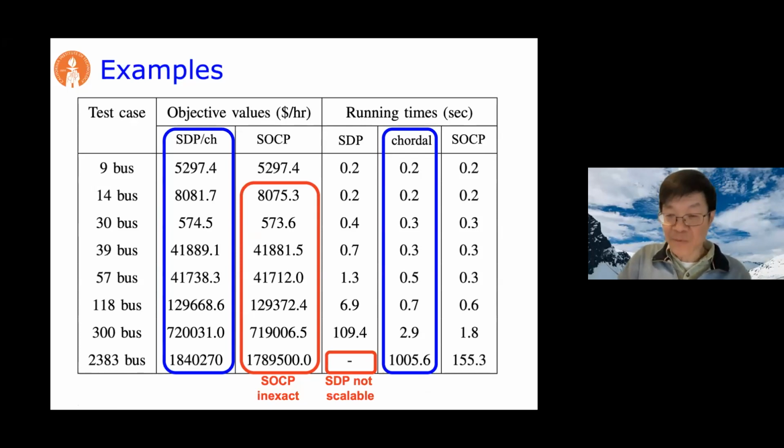If you have a mesh network, there's a trade-off. You don't solve SDP in any case. You can solve chordal relaxation. If that works, great, you get the tightest relaxation. If it doesn't work because it's still too large, then you can try to solve SOCP. Most likely, if it's a mesh network, you won't get the exact solution.